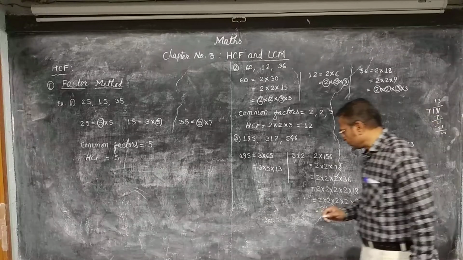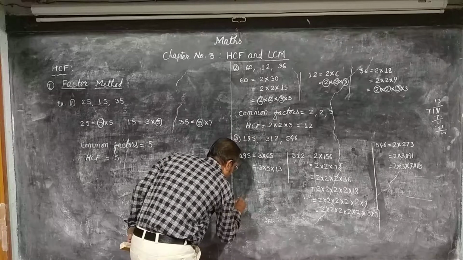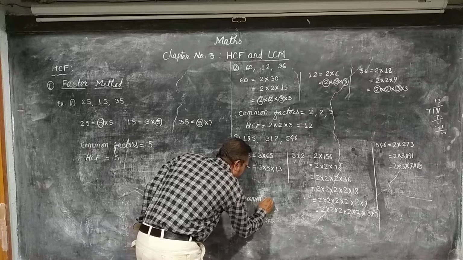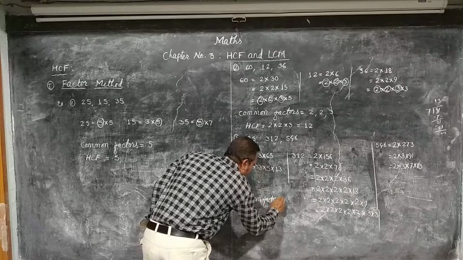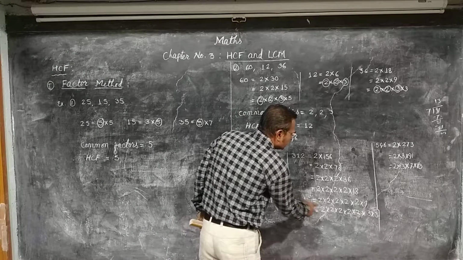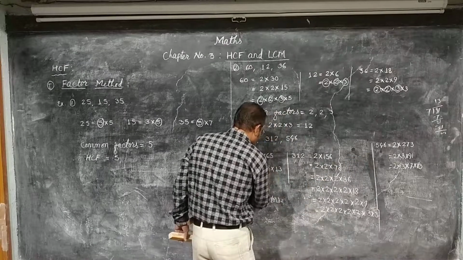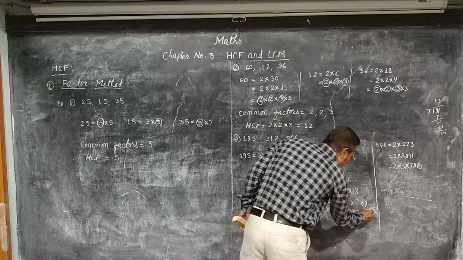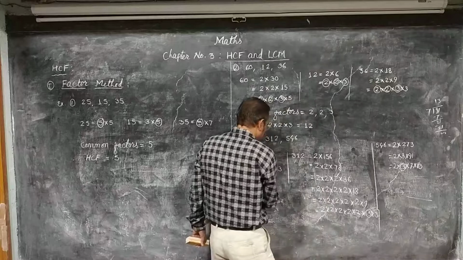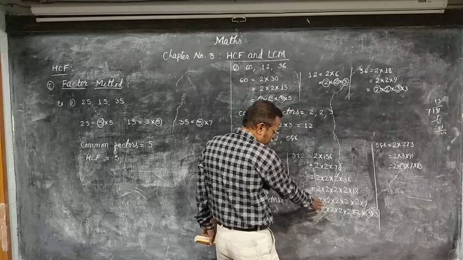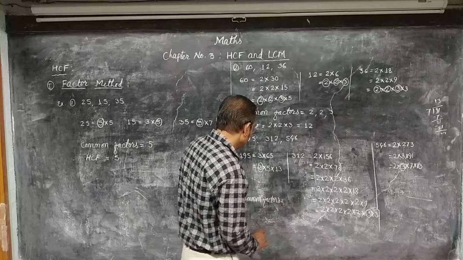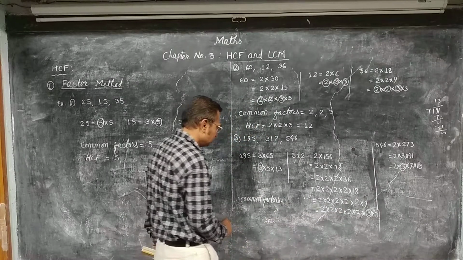Therefore, highest common factors. Which are those common factors? 3. Here 3. Here also 3. 3. Is there a 5? Is there a 5 here? No. Therefore, only one common factor is there, 3.